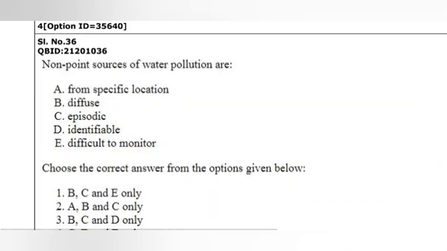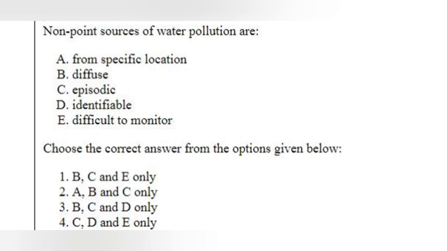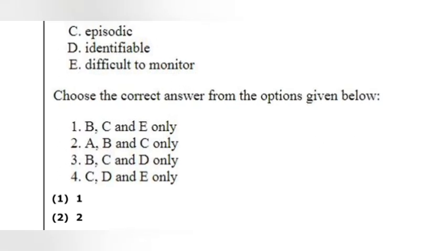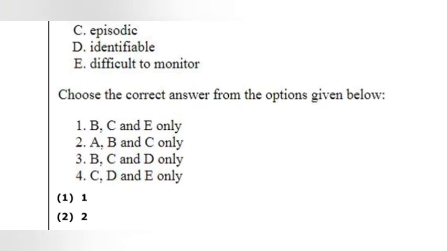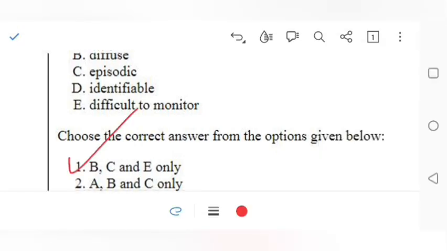Next is 36. Non-point sources of water pollution are what? A, B, C, D, E are the options: from specific location, diffuse, episodic, identifiable, difficult to monitor. Now choose from B, C, E, A, B, C, B, C, D, C, D, E. 36 correct option will be B, C, and E.